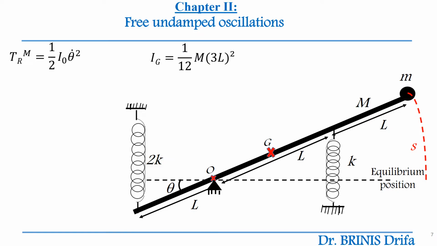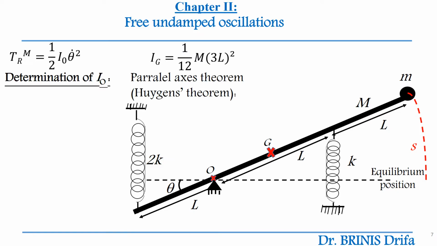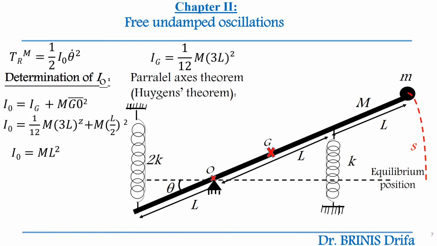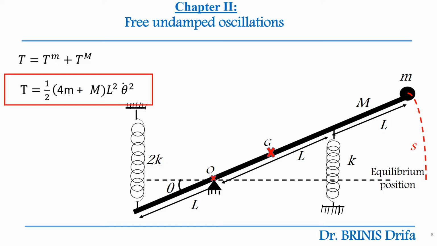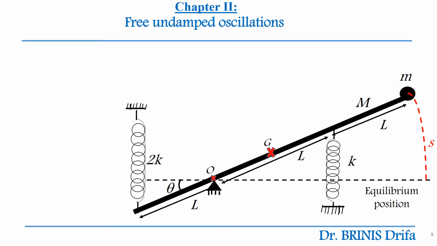Now, in order to calculate I0, we use the parallel axis theorem or Huygens theorem. I0 is equal to IG plus m times the distance GO square. By replacing, we get this expression of I0, and we replace in TR, we get this expression. The total kinetic energy is the summation of the two kinetic energies, and we get the expression.